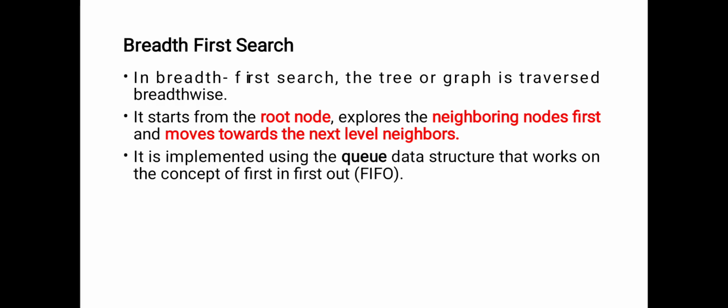In breadth first search, the tree or the graph is traversed breadthwise. It starts from the root node, explores the nodes in the first level, and then moves towards the next level. It is implemented using a common data structure called a queue, which works in first in first out fashion. So let us go through the example.